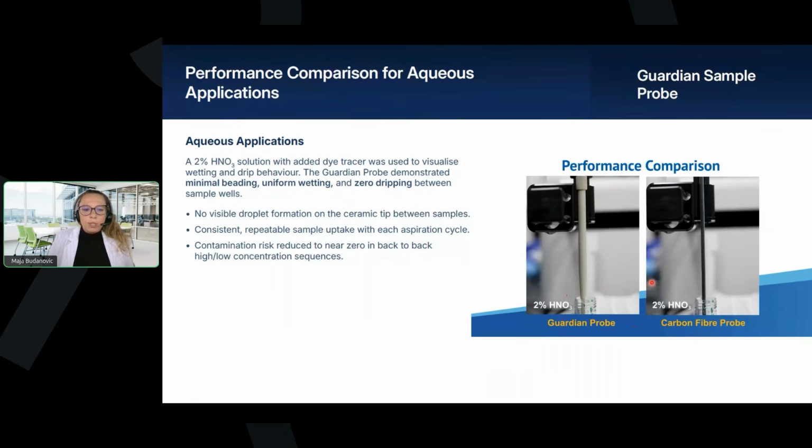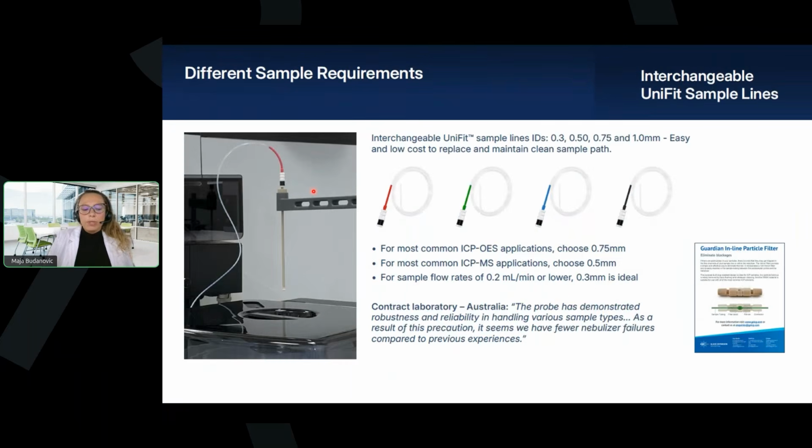And as you can notice here in the video, the Guardian probe demonstrates improved wetting behavior and a drip-free performance. The next thing that I want to talk about in the sample delivery is the internal diameter of the sample line, because this one is also important as different applications may require different IDs. For example, smaller diameters can reduce the sample consumption and improve your washout, while the larger diameters are more suitable for challenging matrices, such as high TDS, because they can reduce the risk of restriction and blockages.